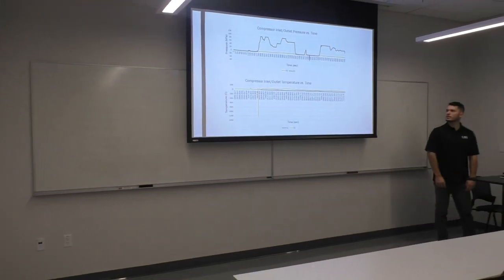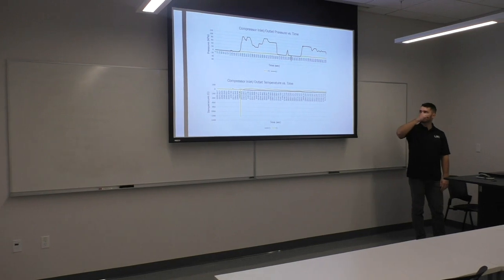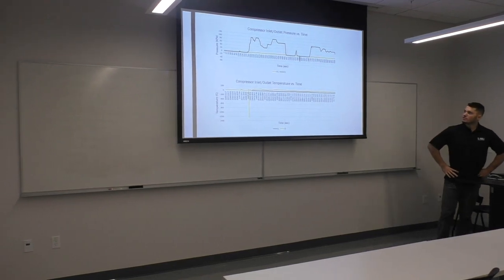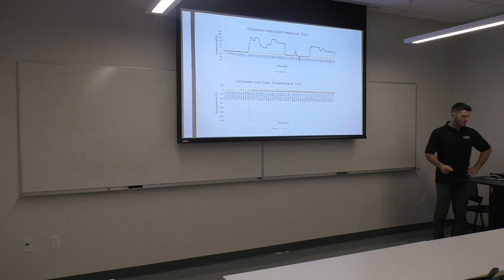So the first one is compressor inlet versus outlet versus time. As you can see, the inlet pressure stayed pretty constant, and then the outlet pressure increased, because right when it came out of the compressor, the pressure shot up. For the temperature, the inlet was pretty consistent, and then it had a spike on the outlet whenever it started going through the system.